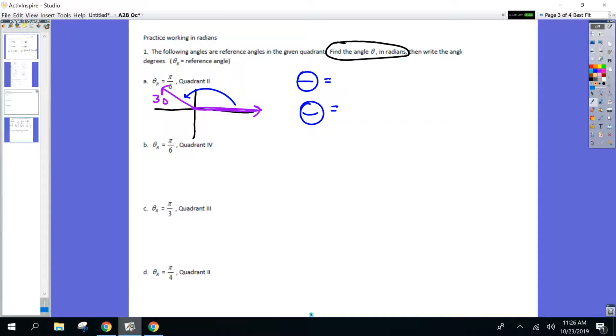That angle's 30. Yeah. And if I go all the way around, it's 180. Yeah. Okay, it's 150 degrees. Got it.